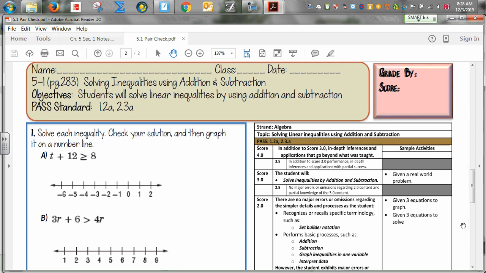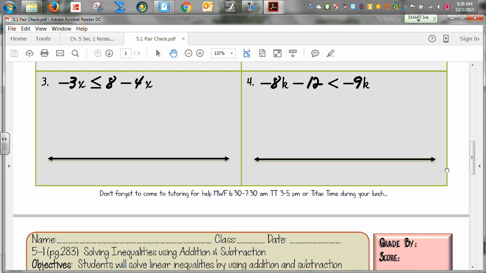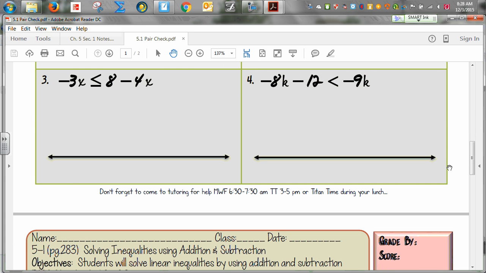Okay, you guys go back to number 4 on the front. Now you added, did you add 8K? Okay, so if I add 8K, like so, right? Now what do I do? Divide by a negative, okay, so if I divide by a negative, like I was saying, what happens to my sign? It flips, or reverses.